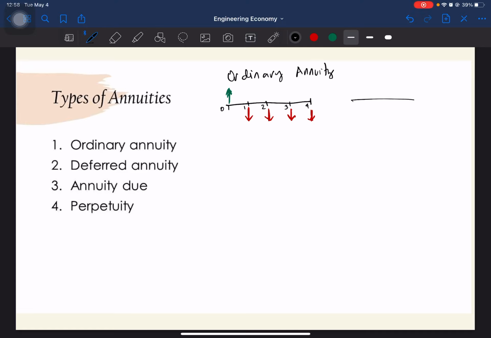Okay? Or, let's say, kung ikaw ay nag-iipon at equal intervals of time with equal payments and you expect a lump sum at the end, okay, with interest. Let's say, nag-iipon ka, ganun din, 4 years na lang din ang example natin.